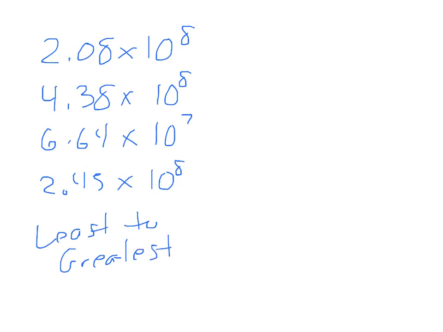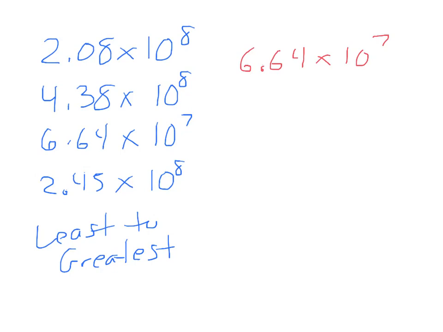Now, obviously, they all have the same amount of decimal places. That's not an issue. But look at the exponents. The 8, the 7, and the 8. Well, because of that, obviously, the 7 is going to produce a fewer amount of decimal place moves, so that's actually going to end up being a smaller number. So the 6.64 times 10 to the 7th is going to be the smallest number.